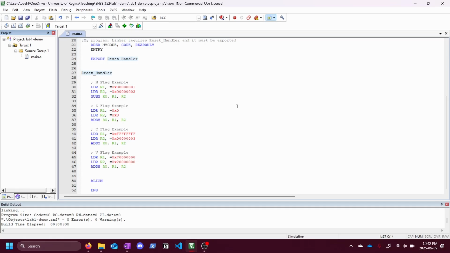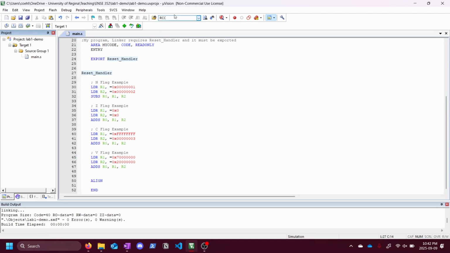So as mentioned in the lab, the program status register's top 4 bits, so bits 31, 30, 29, and 28 of the register, are our N, Z, C, and V flags. Those are the only ones we really care about in the program status register. So we're going to go over each one of those in detail here.